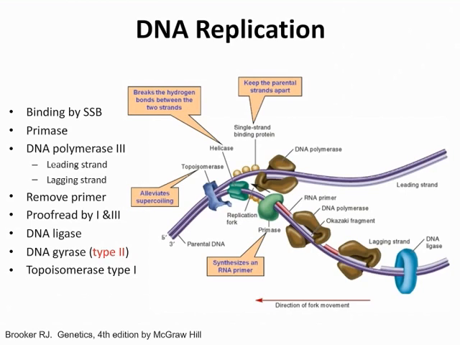new DNA. So DNA polymerase 1 and 3 do the proofreading. DNA ligase is what's going to join together those Okazaki fragments. And then you have your type 1 and type 2 topoisomerase. So type 2 topoisomerase is also called DNA gyrase.